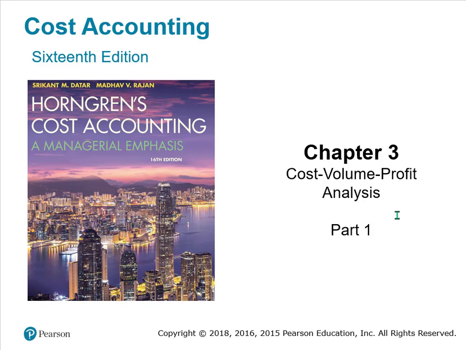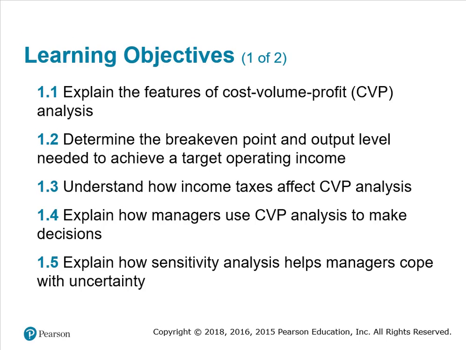This is Chapter 3, Cost, Value, and Profit Analysis, Part 1. So this chapter starts out with talking about the features of what cost, value, and profit is, and helping figure out what a break-even point is, and then what output level is needed to achieve a target operating income.